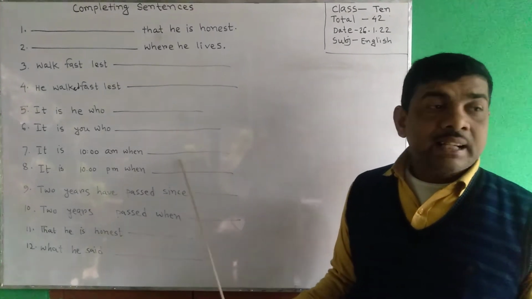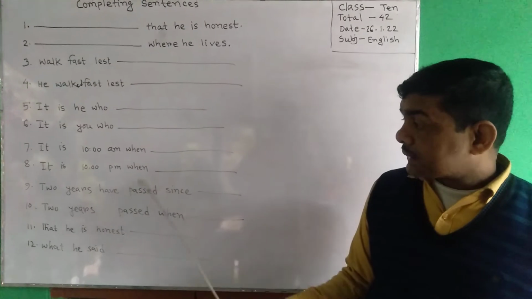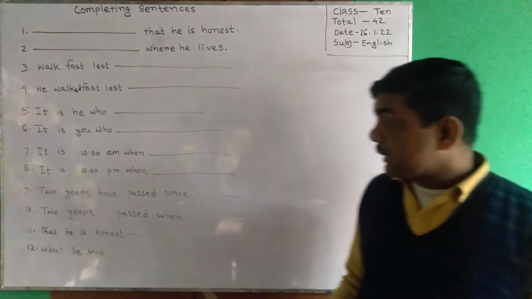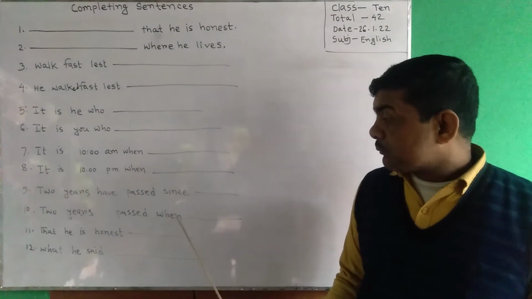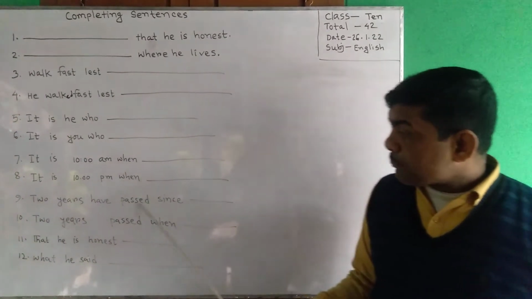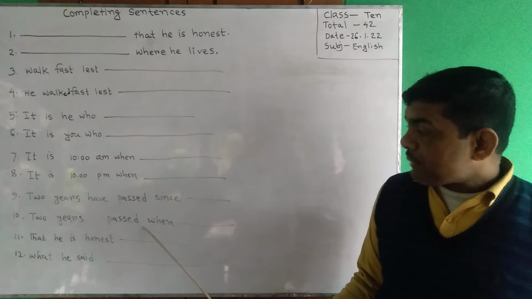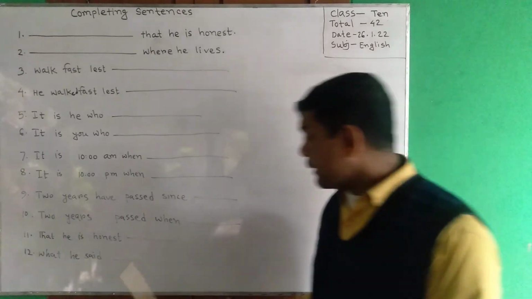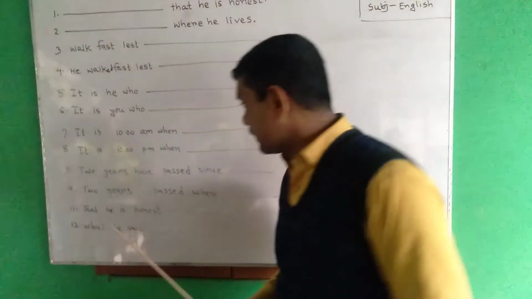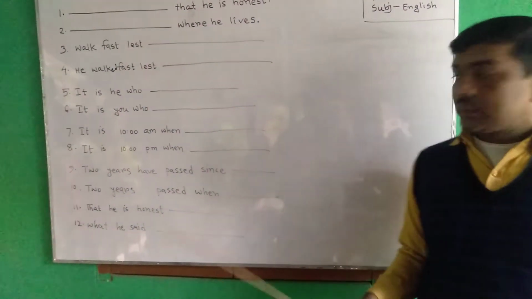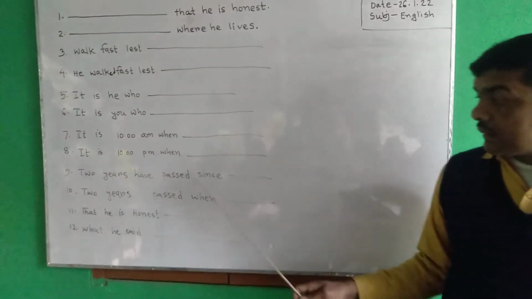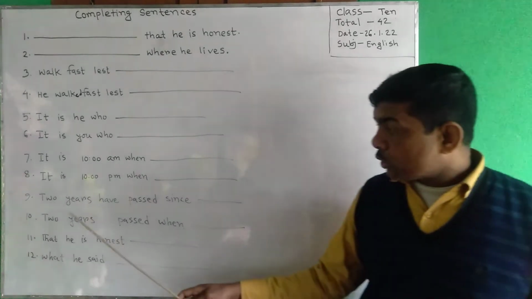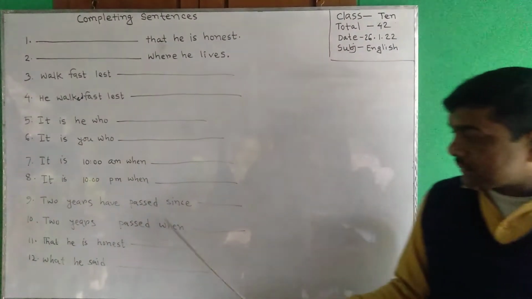You can write separately. Number 9. 2 years have passed. Since is a conjunction, and before a conjunction, if we find present tense, we can use here past indefinite tense. 2 years have passed since I saw you. 2 years passed when or since I had seen you. Before when or since, this simple rule is that before since, present tense, past tense. Past tense, since or when, past perfect tense. So, according to this, 2 years passed when I had seen you.